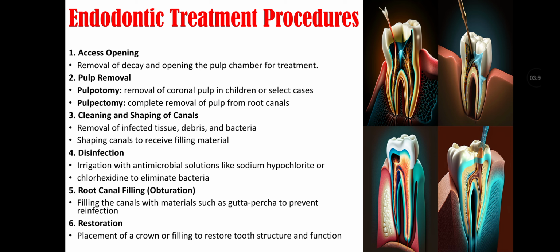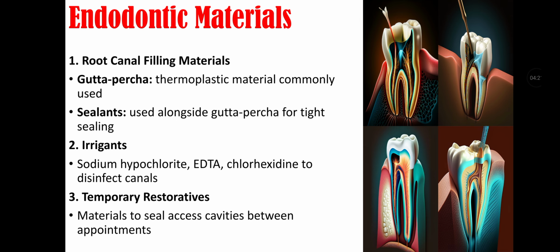Third is cleaning and shaping of canal, that includes removal of infected tissue, debris and bacteria, and also shaping canal to receive filling material. Fourth is disinfection, that is irrigation with antimicrobial solution like sodium hypochlorite or chlorhexidine to eliminate bacteria. Fifth step is root canal filling or obturation, that is filling the canal with material such as gutta percha to prevent reinfection. Sixth is restoration, that is placement of a crown or filling to restore tooth structure and function.